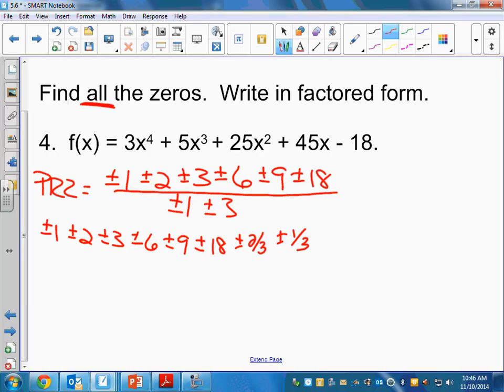Here's what I noticed right away. There's a whole lot of positives in this problem, right? Which means if I plug in any of these positive numbers, not counting fractions, that's just going to keep getting bigger. You see what I'm saying on that? So like if I plug 2 in here, that's just going to be big positive plus big positive minus 18. Without even checking, none of these positive whole numbers are going to work, because it's not going to go to 0 when this is the only negative.